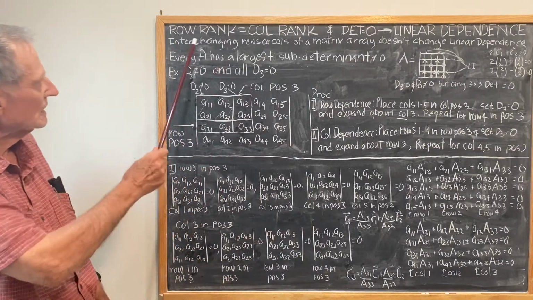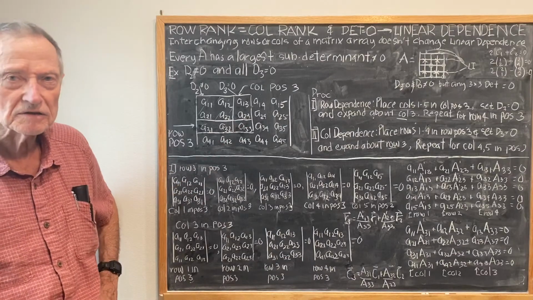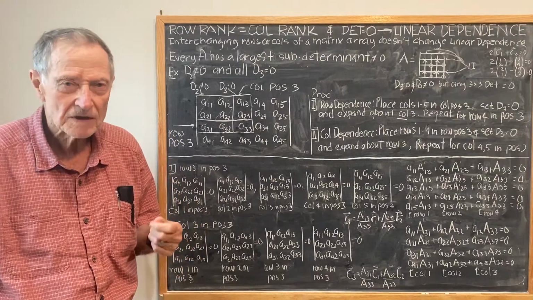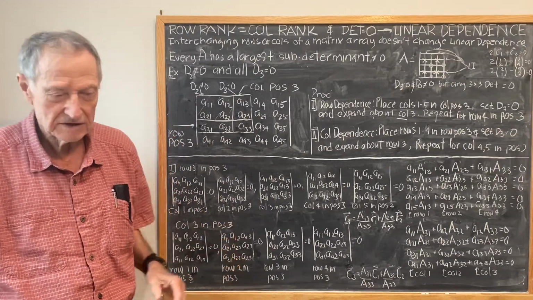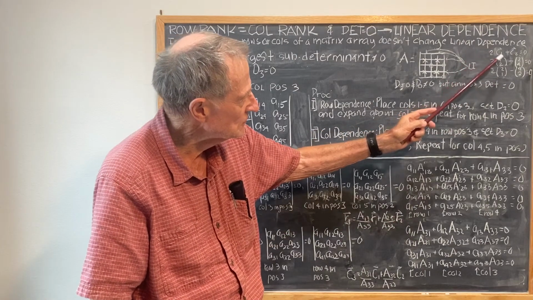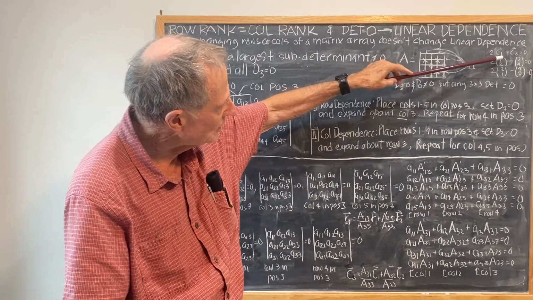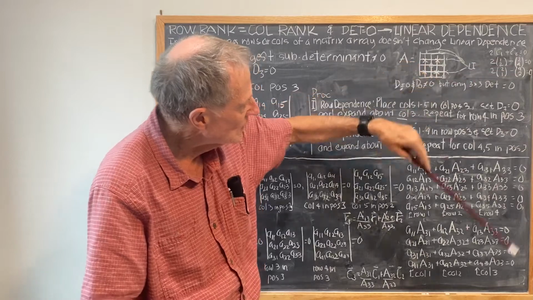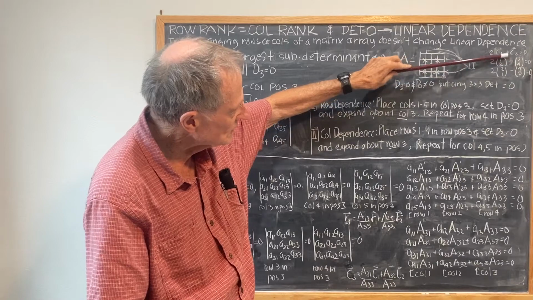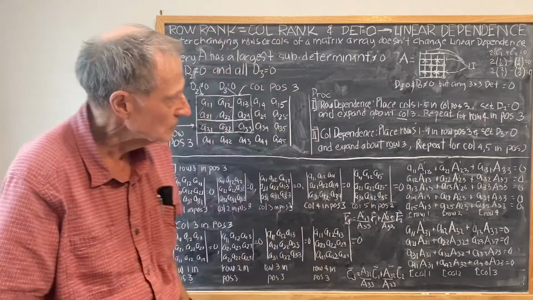Now, I note that interchanging rows and columns of a matrix array doesn't change the linear dependence. And the reason for that is the definition of addition and multiplication of vectors. As an ultra simple example, if I have 2c1 plus c2 is equal to 0, that is true whether I have components 1, 2, 2, 4, or if I interchange these two rows, 2, 4 with 1, 2, then 2c1 plus c2 equals 0 still holds.